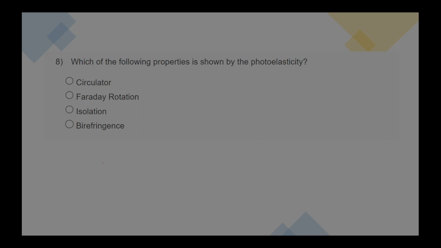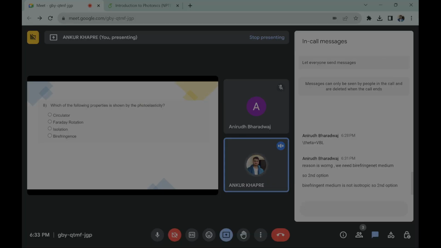Which of the following properties is shown by photoelasticity? Circular, Faraday rotation, isolation, birefringent. What could be the photoelasticity? Like, what is the property? It will show photoelasticity.